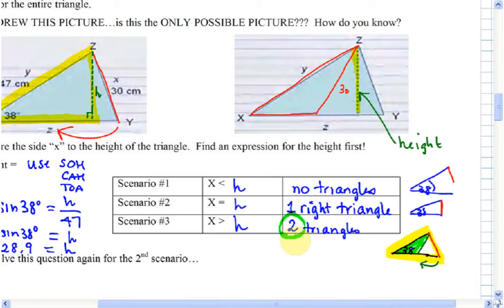But in this case, I gave you one, and notice x is the number 30. What's h in this question? h is 20.9. So is x bigger than h? Yeah. Guess what then? You've got 2 triangles. So let's do the same question again, but for the second possible triangle.